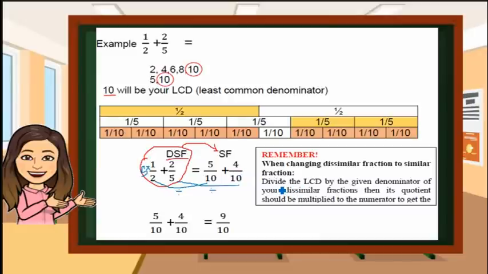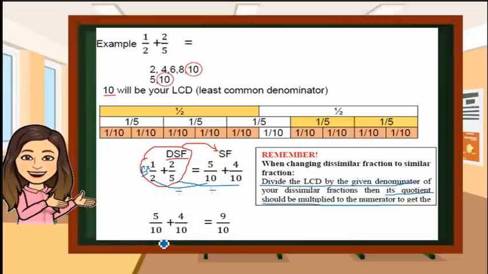So here, you have the steps on changing dissimilar fractions to similar fractions. Divide the LCD by the given denominator. Then, its quotient should be multiplied by the numerator. So, as we get the similar fractions of our dissimilar fractions, we can now add, okay?